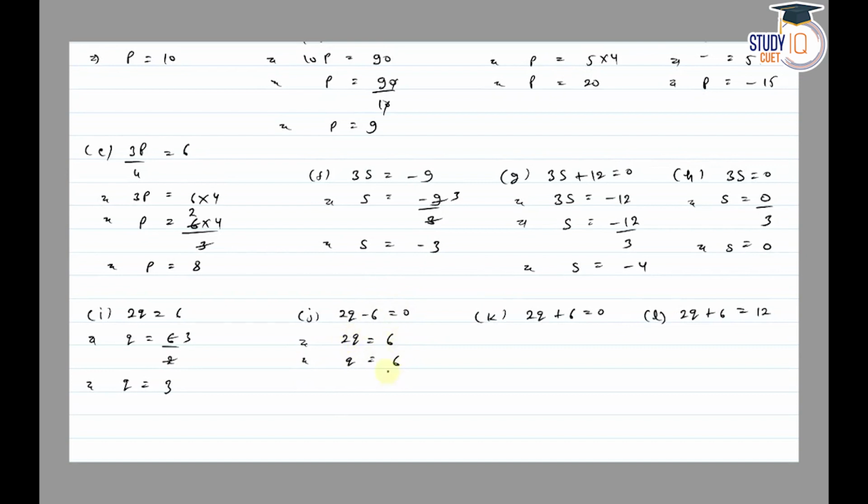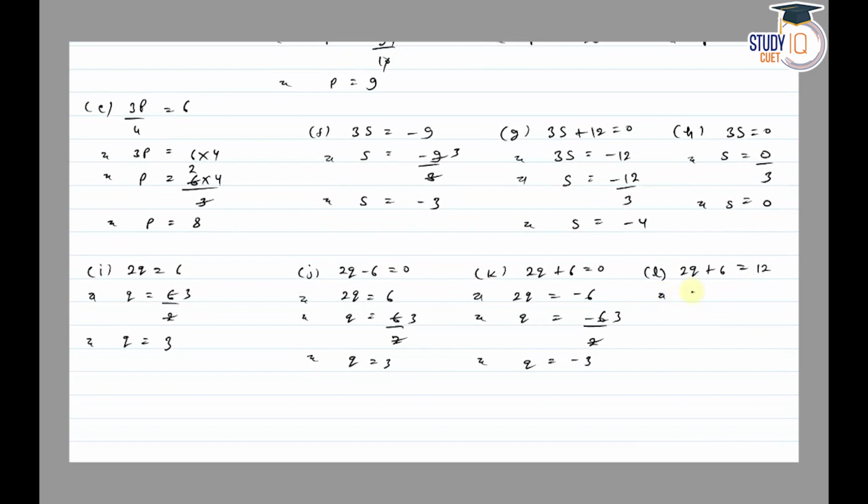2 को इधर shift करेंगे divide में चल जाएगा, so 6 by 2. 2 से 6 cancel out हो जाएगा 3 time, so q is equal to 3. Then 2q, then 6 को इधर shift कर देंगे, यहाँ positive है, next side negative हो जाएगा तो -6. q is equal to -6. 2 को इधर shift करेंगे, यहाँ multiply में है, so यहाँ divide में चल जाएगा, so 2 से 6 cancel out हो जाएगा 3 time, so q is equal to -3.